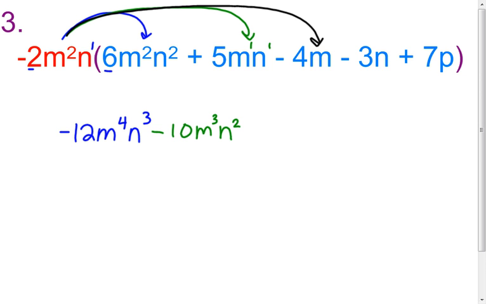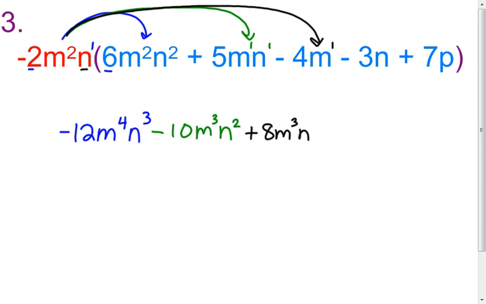So negative 2 times negative 4 is positive 8. M squared times m is m to the 3rd when I add the exponents. Remember there's a 1 right there. And then I've got this n right here.